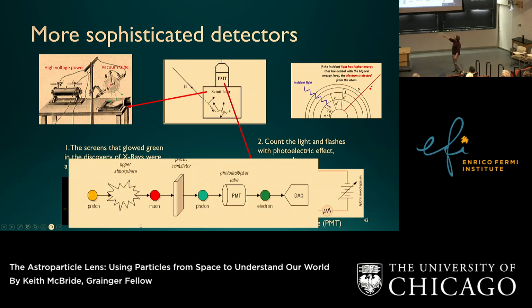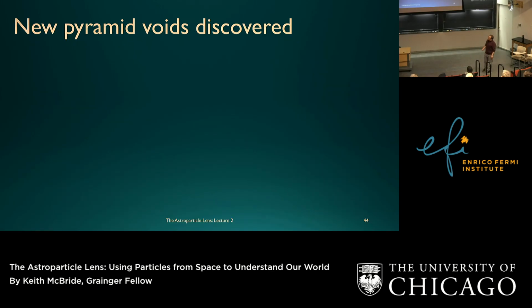So the flow of how this works is a proton comes in, produces a muon, goes through your scintillator, produces light because of the scintillator, and then that light hits your PMT, and because of the photoelectric effect, gives you an electron, and that's what you record in this last part, which is called your data acquisition system in the business, right?